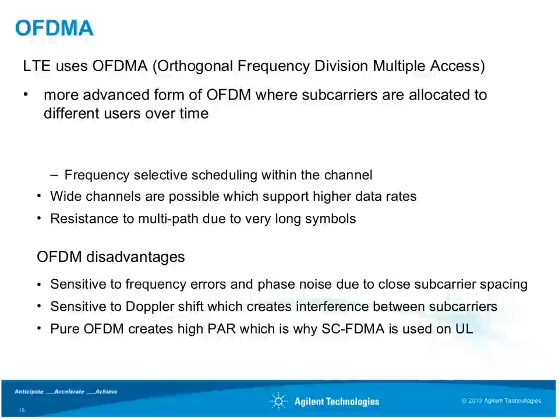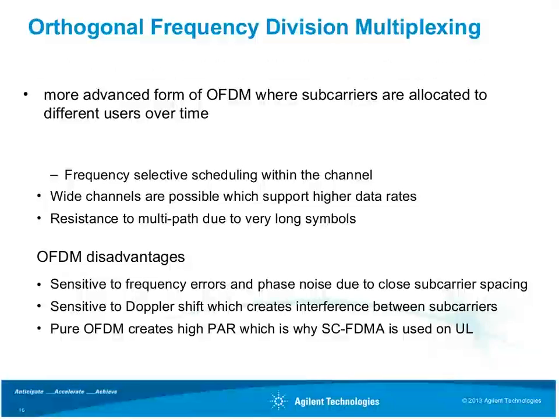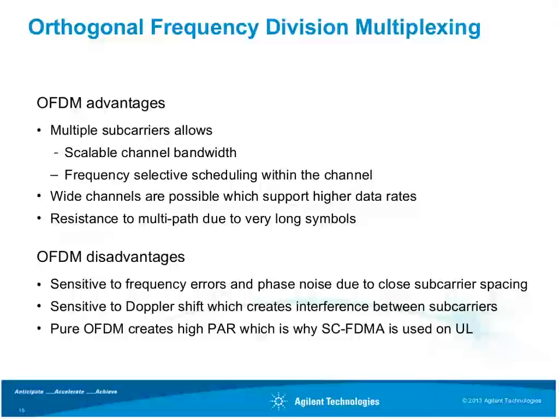So there are several advantages to OFDM, including its scalability in the frequency domain and its support of frequency selective scheduling within the channel. Wide channels can be created, which allow for higher data rates when, of course, the spectrum is available. And then there are the long symbols in OFDM. This allows symbol extension using a cyclic prefix in order to completely avoid multipath distortion. It does this with the insertion of a guard period or guard interval between each symbol, and that eliminates all of the inter-symbol interference so long as the length of that period is longer than the multipath delay spread in the radio channel.